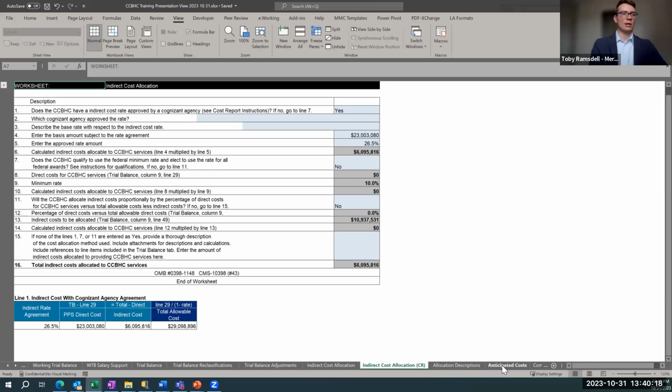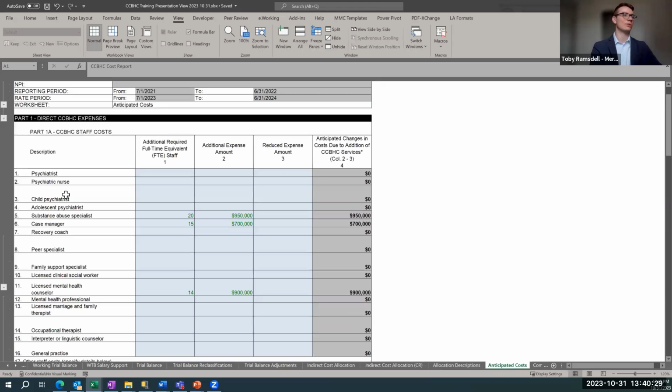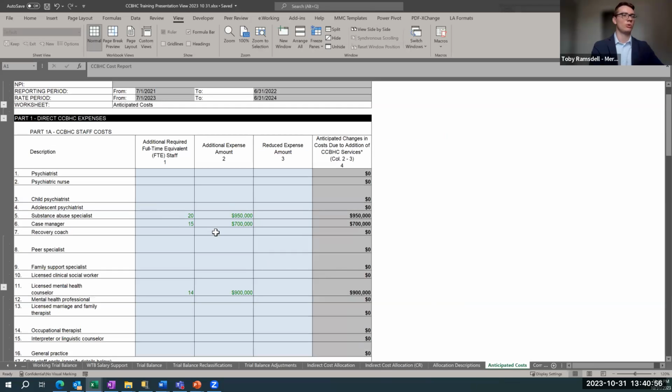All right, we've talked through allocation descriptions. Let's look at anticipated costs. This schedule pretty accurately reflects the trial balance in the way that it has the lines of the trial balance. Again, this schedule does not automatically populate to the trial balance. So it's like the reclassifications and adjustments supporting schedules where you need to enter your anticipated costs on this schedule and then transpose those costs to the trial balance line 8 or column 8. So you'll be looking at column 8 and copy the costs from anticipated costs to the trial balance.